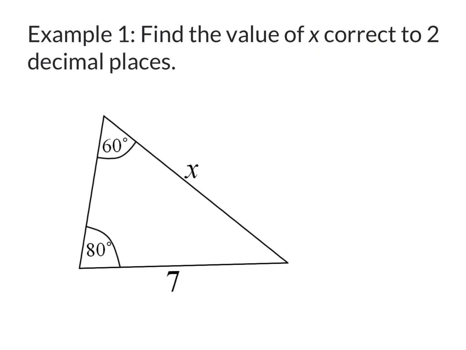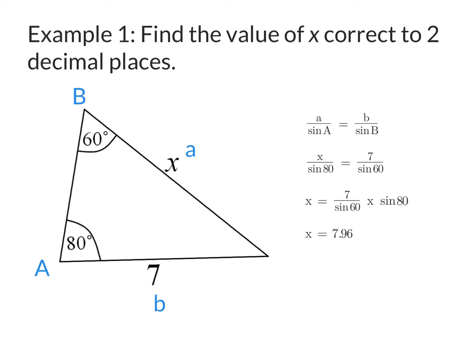So here's an example. We're going to find the value of x correct to 2 decimal places. So let's label the triangle first, just to show how it works using the formula. We'll label the triangle using A and B, so they're the first two in the formula. We could have done A and C, B and C, M and N, any combination, but we'll just go with what's here.